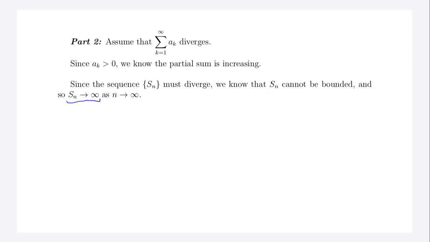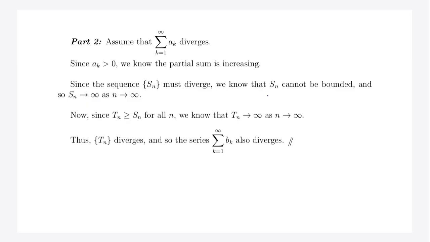So, now what we can do is say, well, wait a second. Our t partial sum we said was bigger than our s partial sum. And that means that if that's going to be true for all these values of n, as n goes to infinity, t has to be bigger than this here. That means t also has to go to infinity. So the sequence of partial sums t diverges, and that means this series also diverges.